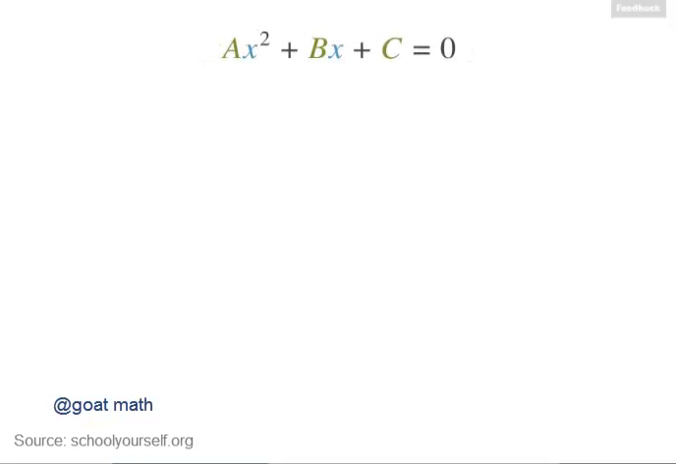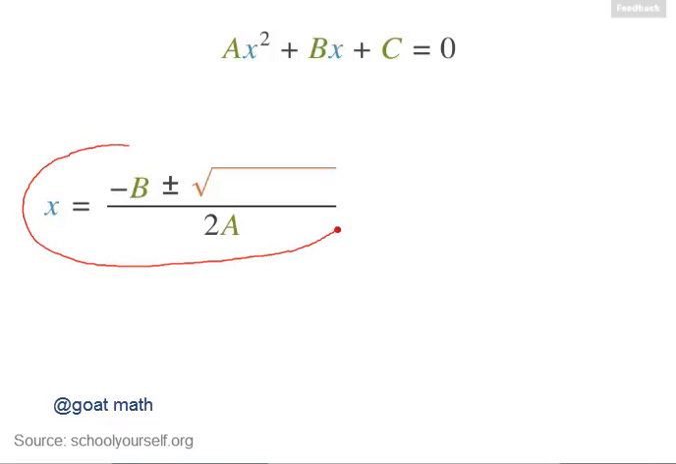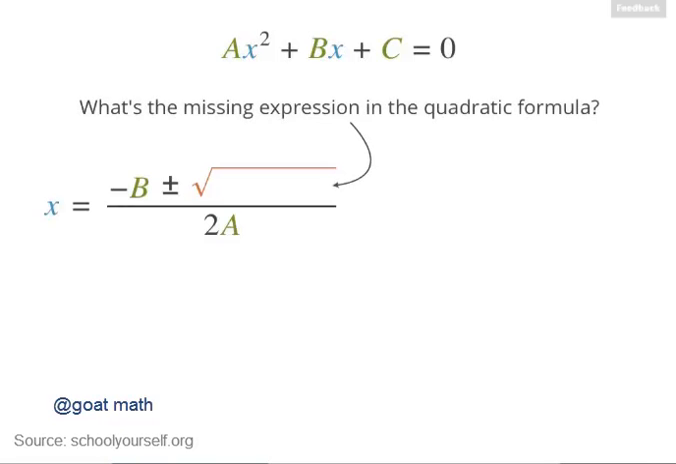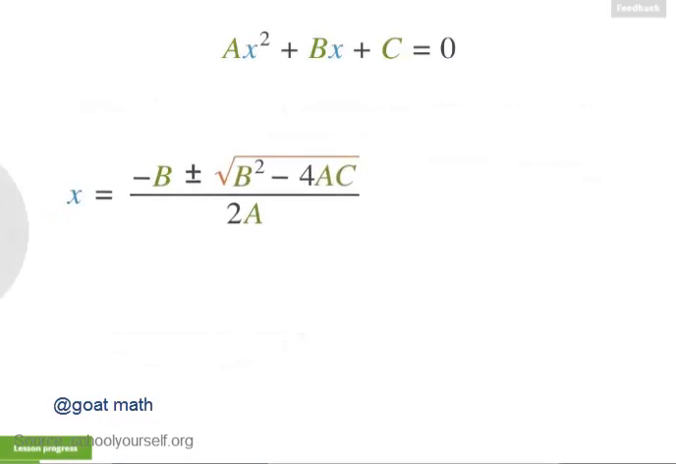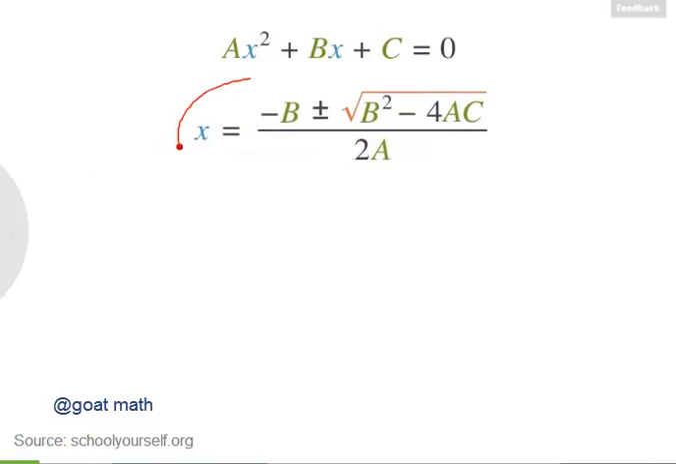For any quadratic equation, ax squared plus bx plus c equals 0, the quadratic formula tells you the solutions. x equals negative b plus or minus a square root all over 2a. What's the missing expression under the square root? And click down here if you'd like to review. Exactly, so the quadratic formula says that x equals negative b plus or minus the square root of b squared minus 4ac all over 2a.